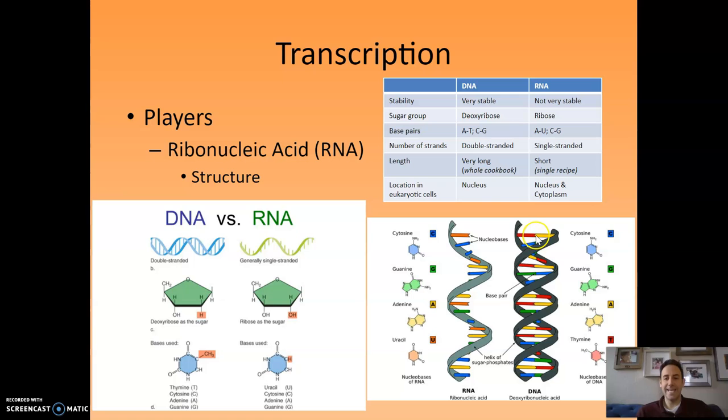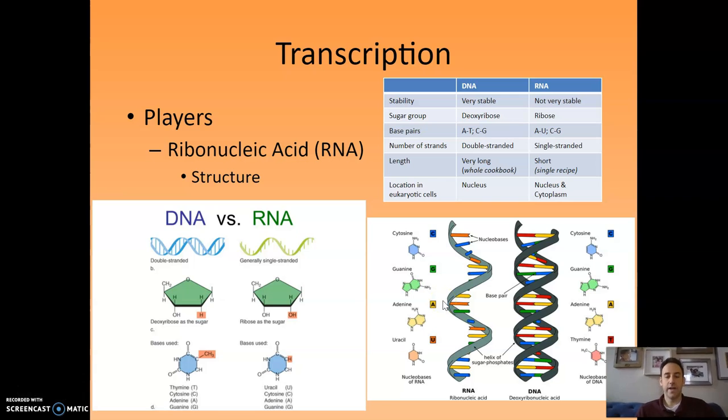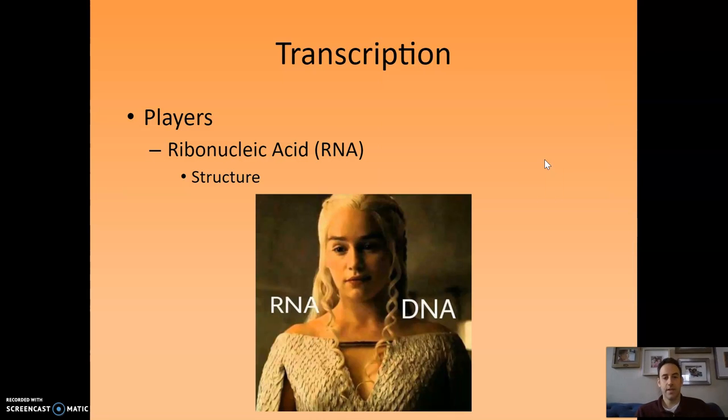Number of strands, DNA is double-stranded, RNA is single-stranded. And then the length, DNA is very long because it's the whole cookbook, whereas RNA is very short because it's a single recipe. And then finally, DNA lives in the nucleus, while RNA can kind of go back and forth between the nucleus and cytoplasm. Since it's much shorter and smaller, it can pass through those nuclear pores. Here's a lovely picture for you Game of Thrones people out there of DNA versus RNA.